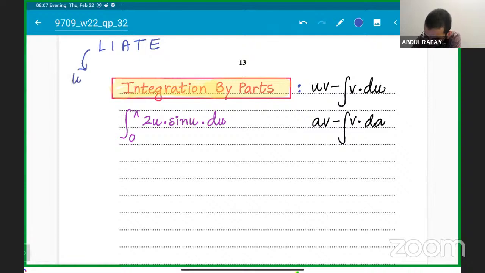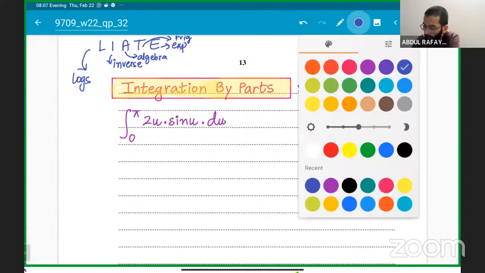L stands for log, I stands for inverse, A stands for algebra, T stands for trigonometry, E stands for exponential. Come on, quick, guys, quick. How will we do it? So clear on this? So what will it be? Anyone? Any volunteers?